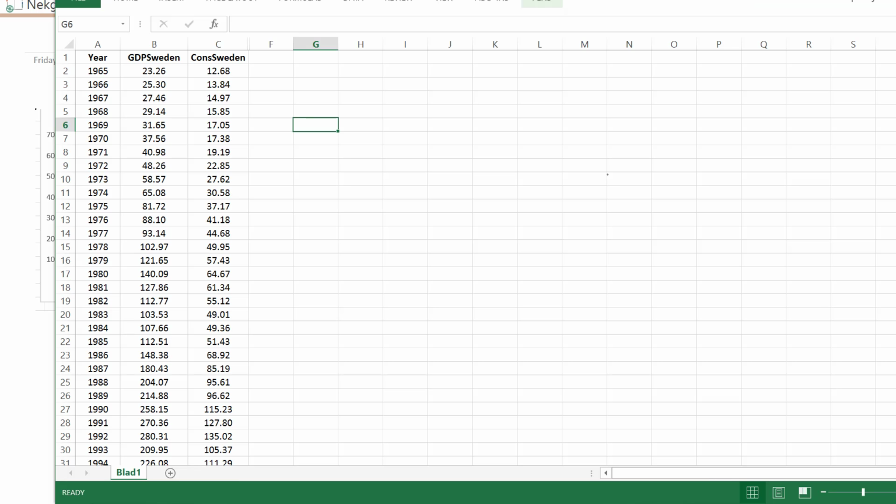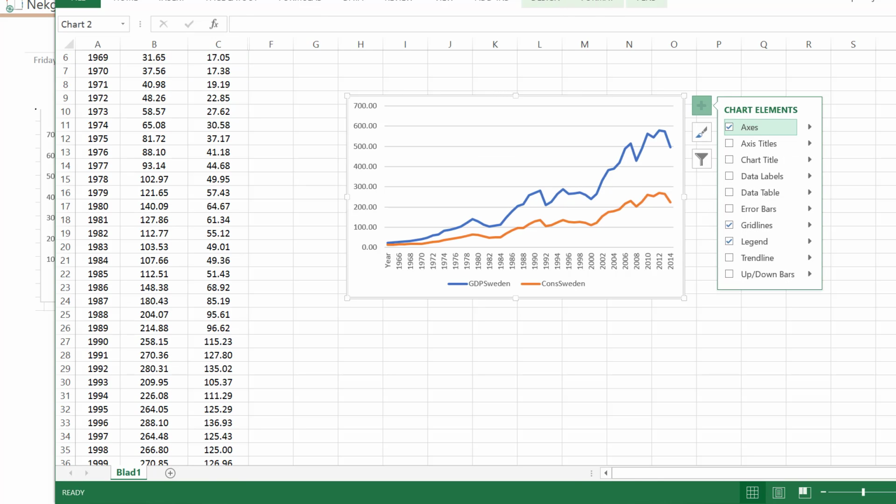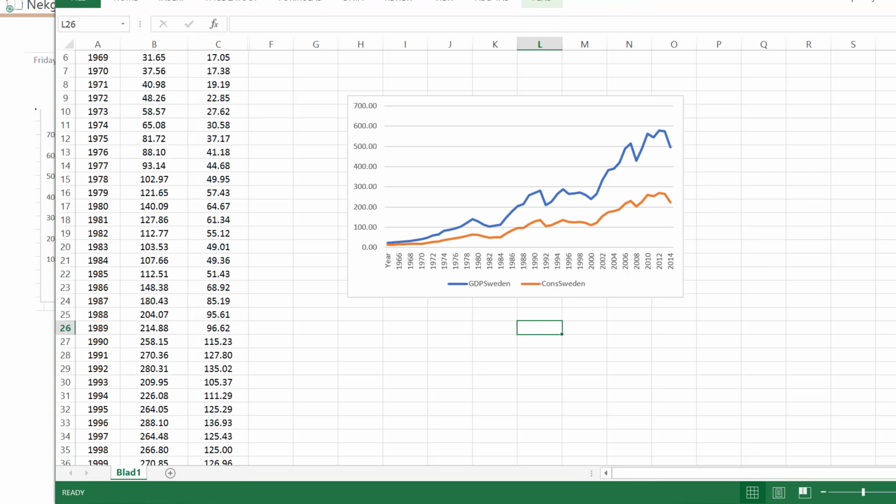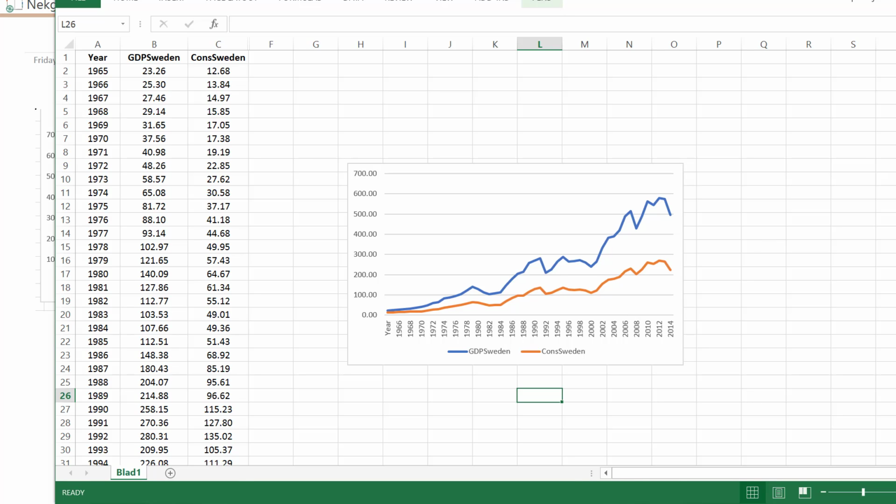So next I've added consumption in Sweden, and here I made a plot of both of them. GDP is the blue line, the orange line is consumption, and just like GDP, it's reasonable to assume that consumption is non-stationary as well. There is a clear increase in consumption over time. So in the next step, let's try to estimate a consumption function. So let's see if we can determine consumption as a function of GDP.